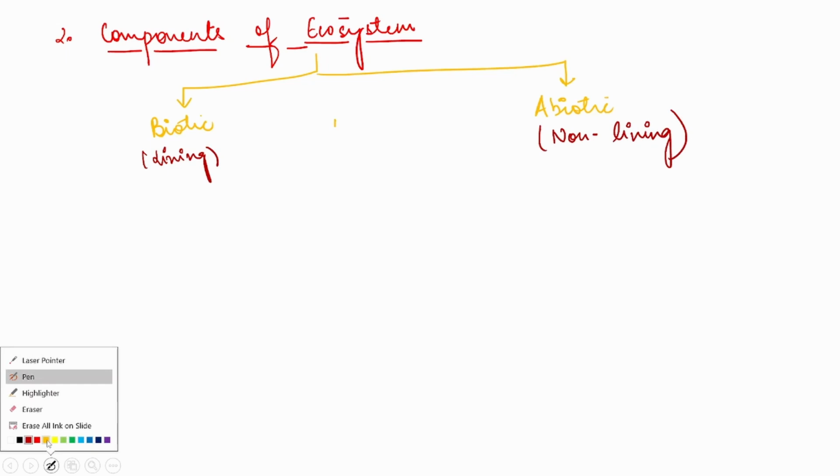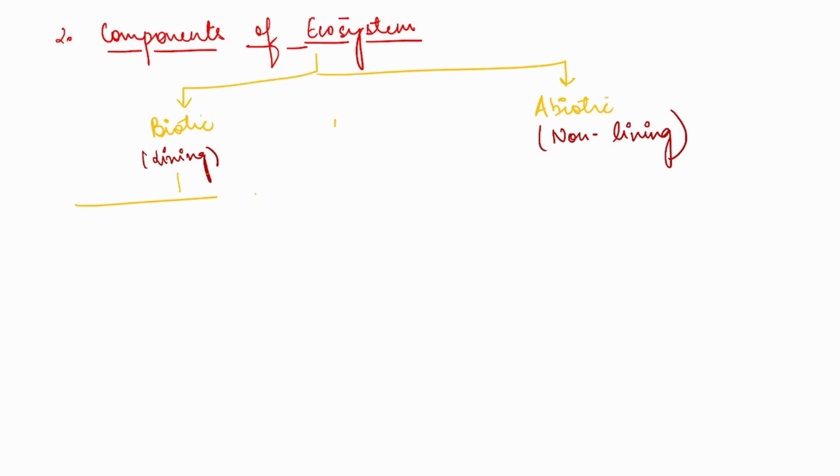Non-living. Now if you see the biotic component, it is of three types. What are the three types? Producers, consumers, and decomposers. Producers are also known as autotrophs. Consumers are also known as heterotrophs. And decomposers are also known as saprotrophs.